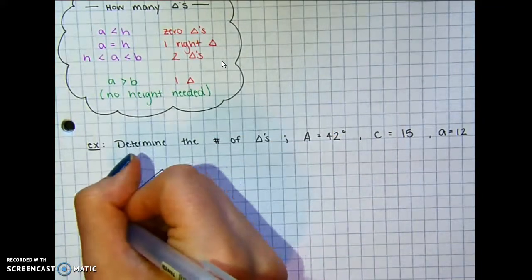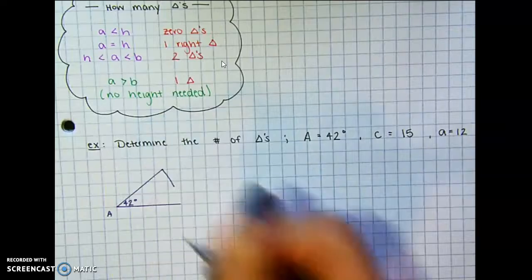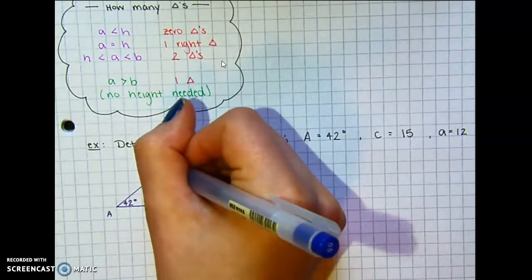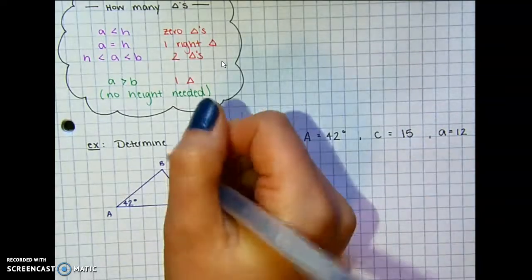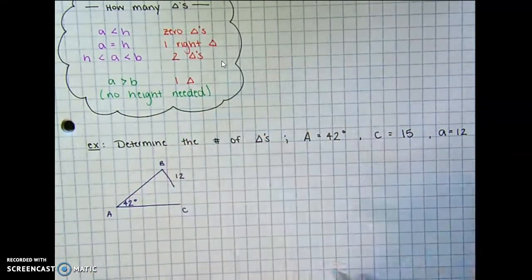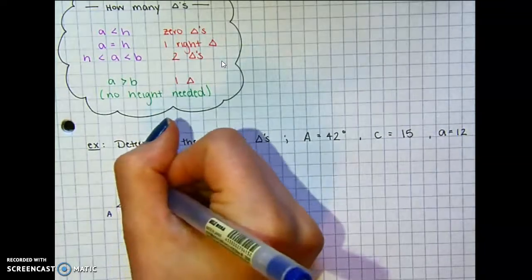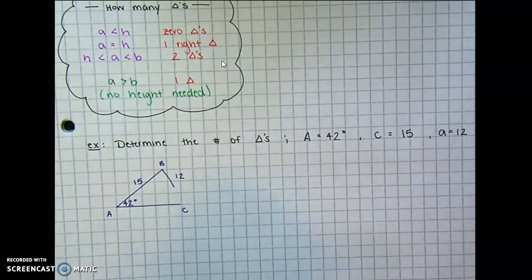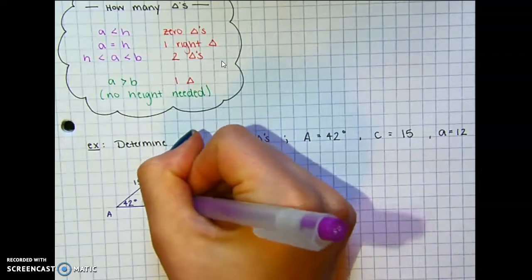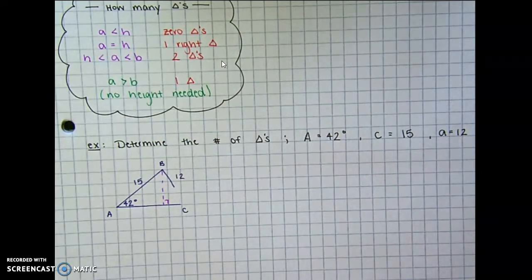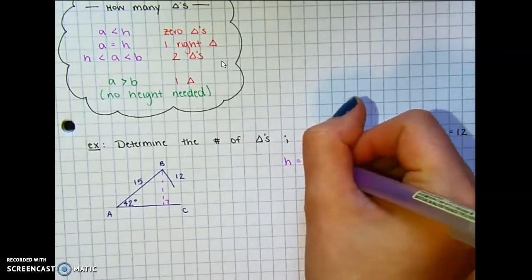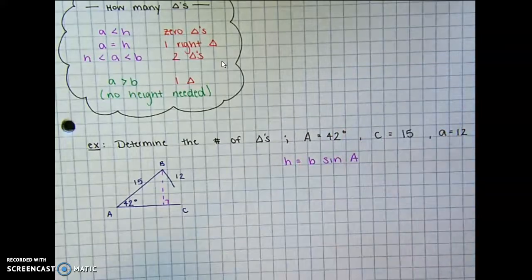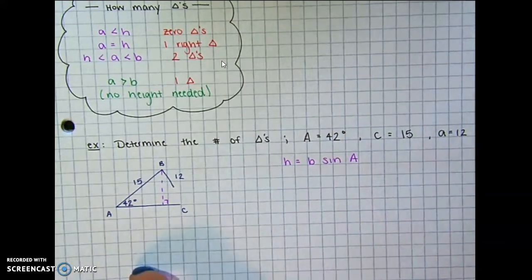And this is going to be the angle I'm given, and it's a 42-degree angle. Because I know the side across from it is 12, and the side over here is 15. Okay, and then we need to figure out our height. So I'm just going to plug it into the formula. Remember, height is equal to B sine of A. Or you could just think sine is equal to opposite over hypotenuse. That also is going to work.